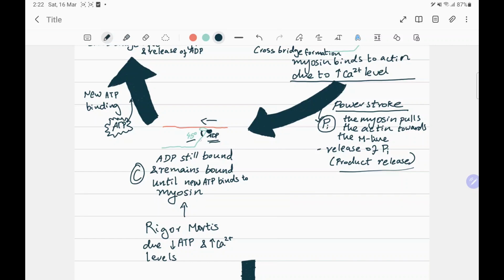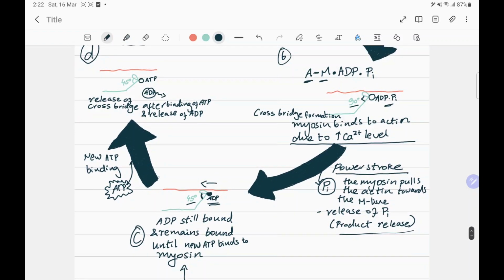But the point is, you have this ADP molecule, and myosin's holding on to it, and only when a new ATP molecule binds, like you could see, follow the arrow, a new ATP molecule comes along. Hello, look at me, I'm a new ATP molecule. That's when the ATP will bind over here.